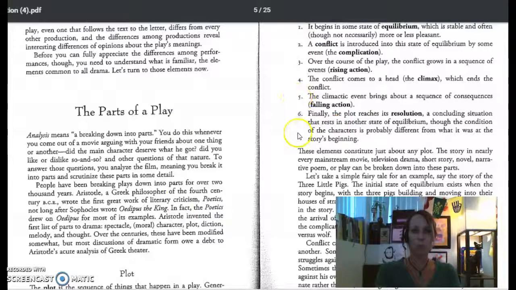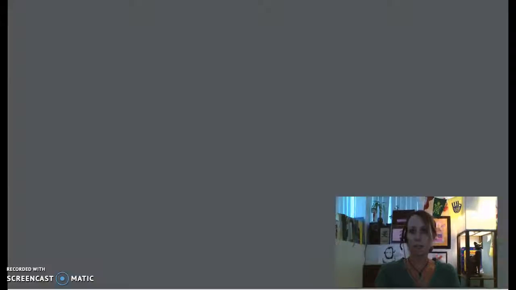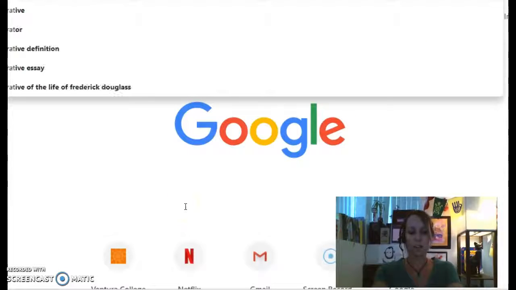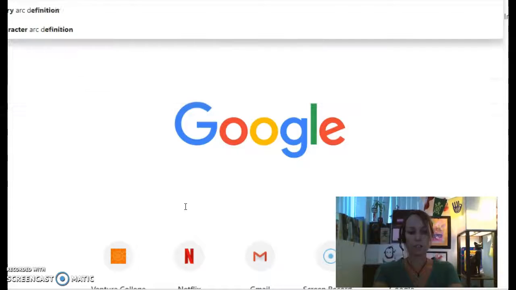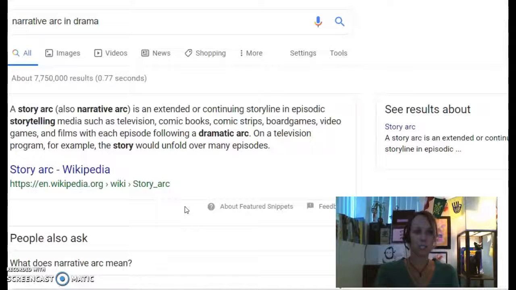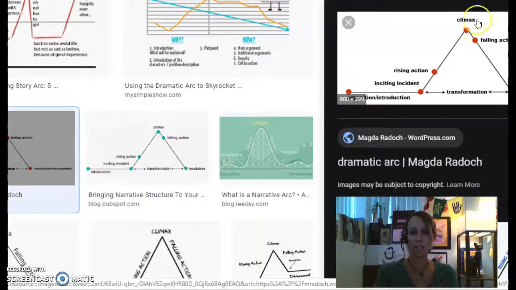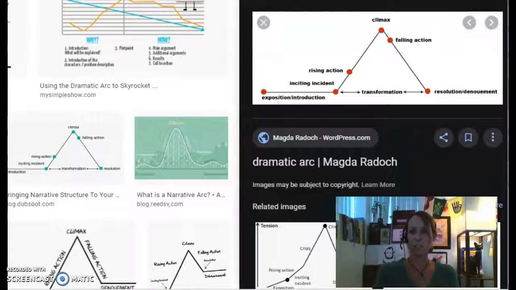This is super important, and you've probably seen it many times. I'm actually just going to hop over and Google narrative arc in drama, just in case you want to see an image of what that looks like. Sometimes it's easier to understand it this way. So let me scoot this over so you can get a little shot of it.